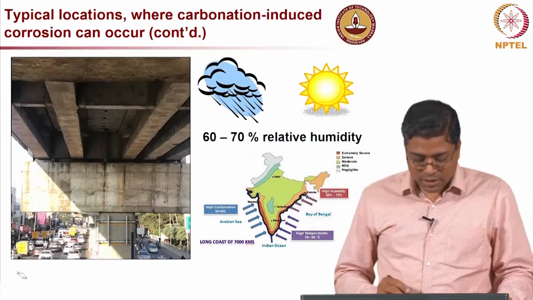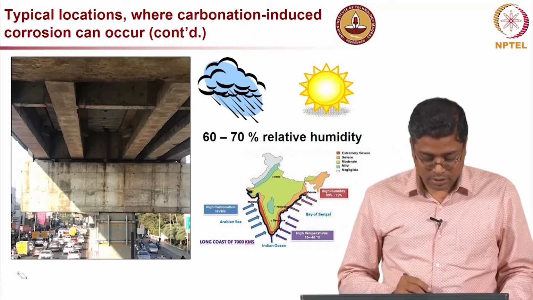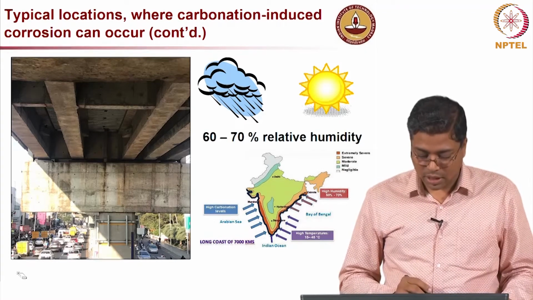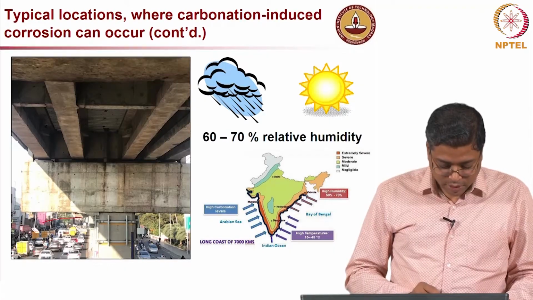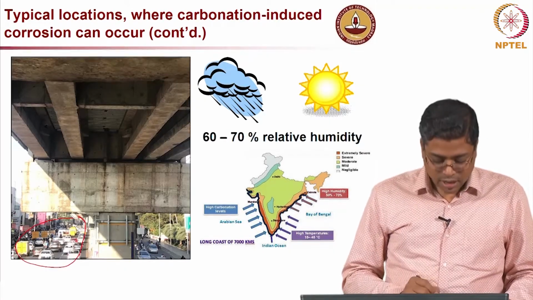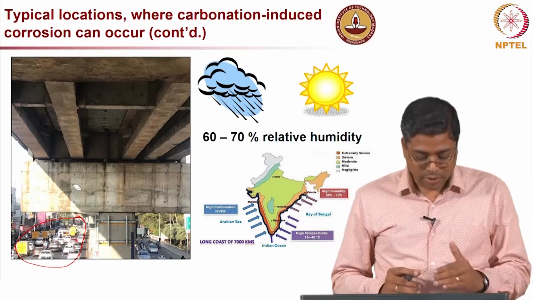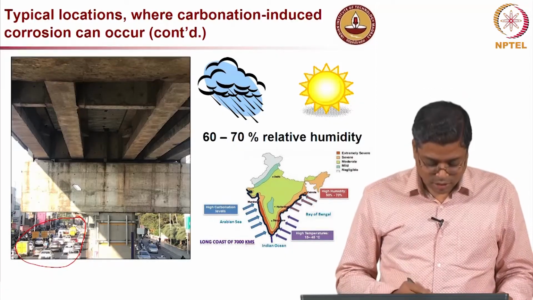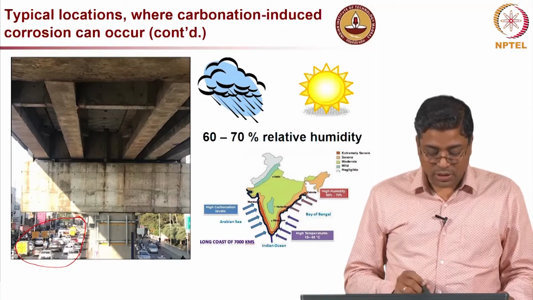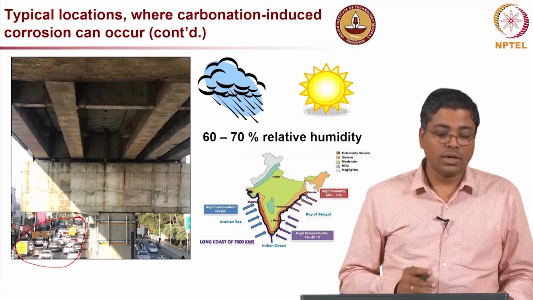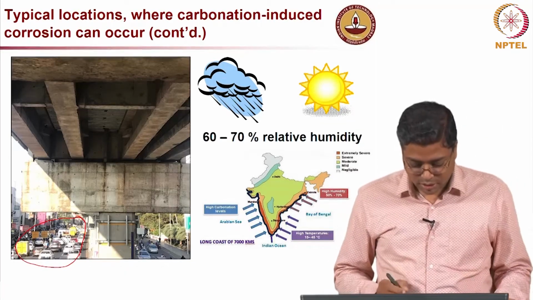Now, let us look at some typical locations where carbonation can happen in typical types of structures. This is a bridge, and it indicates very clearly that you have a lot of vehicles here. So, the near surface of the concrete elements can have a very high concentration of CO2 because of all the exhaust gas from these vehicles. This level could be much larger than what you would see as atmospheric CO2 concentration.